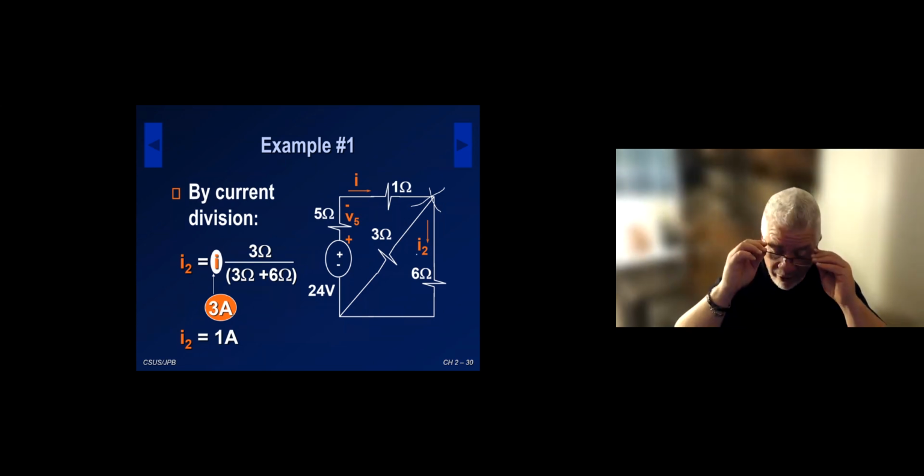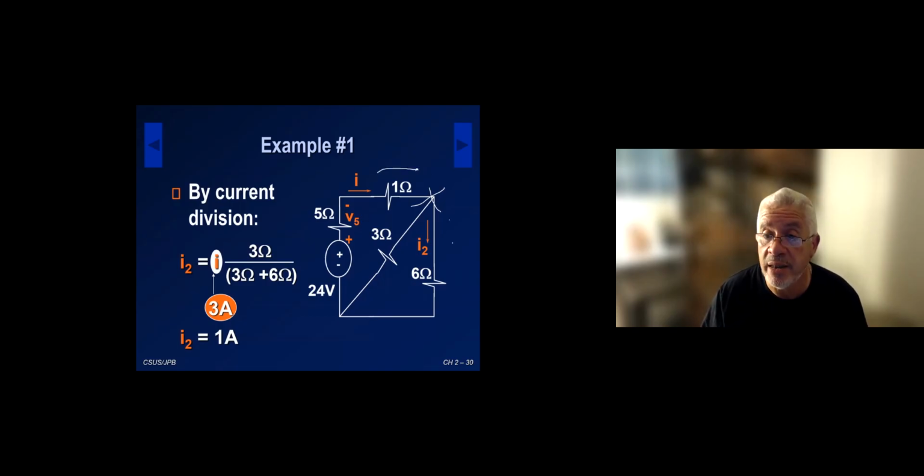Now, remember, current division also has to do with the direction of the current. That is, the current is coming in here, and then it divides essentially here and here. So when we do current division, the direction of the current is important. So here, I2 is the current I, which is 3 amps, multiplied by the resistor 3 ohms, divided by the sum of the two resistors in parallel. So we get I2 being 1 amp. Simple problem, but it illustrates both current and voltage division, which is what we were hoping to do.